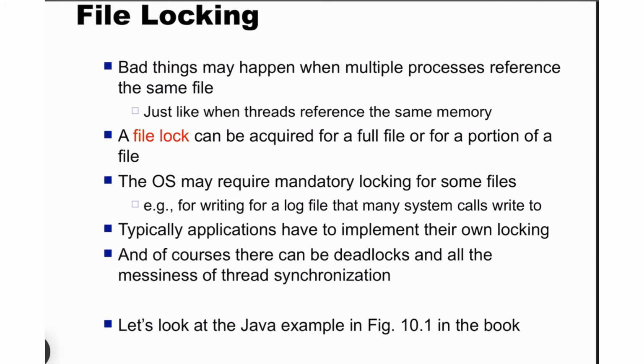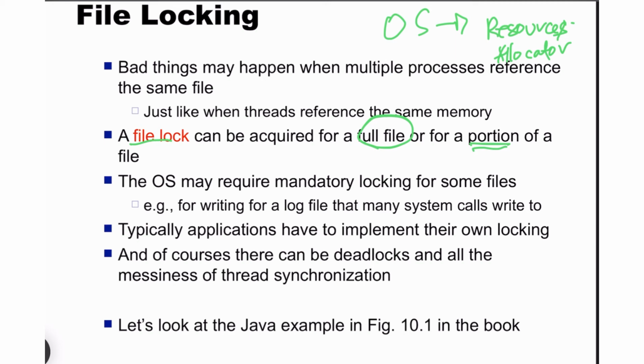Okay, file lock. What is a file lock? So bad things may happen when multiple processes refer to the same file, just like when threads refer to the same memory. Okay, so our file location is our resource. So remember that our OS is a resource allocator. A file lock can be acquired for a full file or for a portion of the file. So file lock pwede sa full file or the portion.